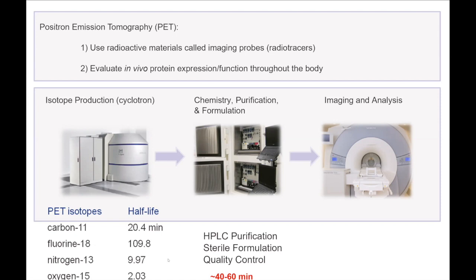We have to make this tracer on-site with what we call an automation box: simple chemical reactions, purification, and formulation. And then we have some QC procedures. This procedure takes about 40 to 60 minutes. It's about two to three half-lives for C11 and about half a half-life for F18. After this, we release a dose we can inject into the human, for example, in B6 or B7 for the imaging and further analysis. So everything we do here is very fast to generate any radioisotopes for human study.